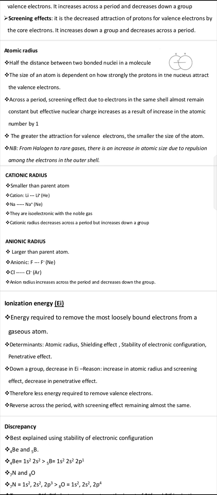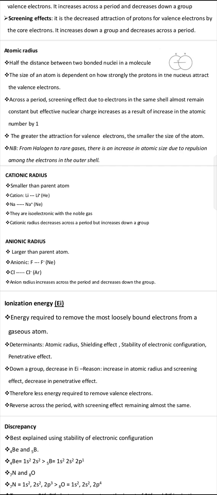But when you have more electrons and few protons, you see that the size will be what? Bigger. So that one will come into the cationic radius and what? Anionic radius. And take note of this one.